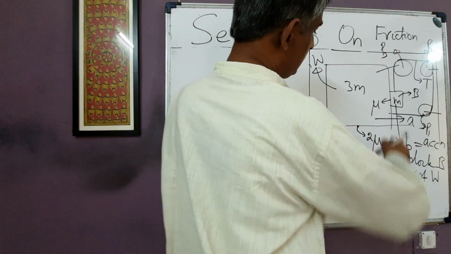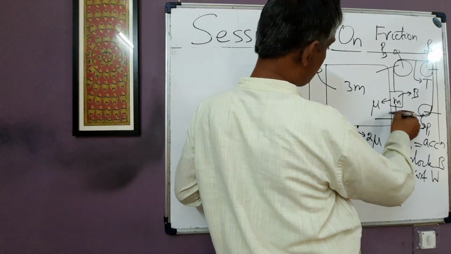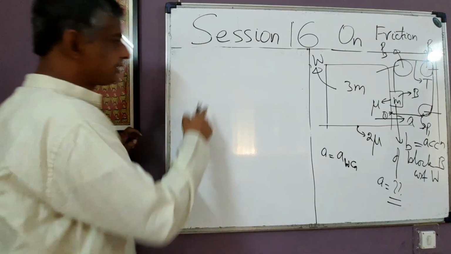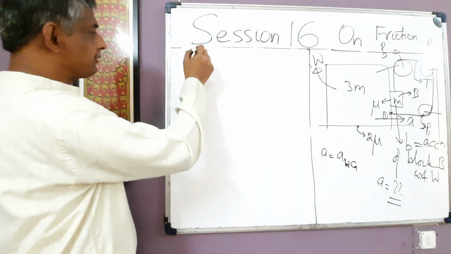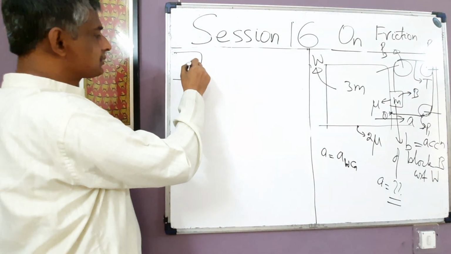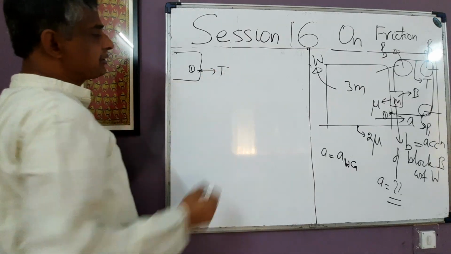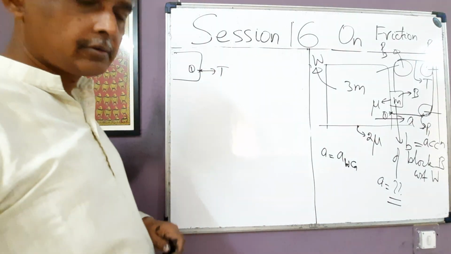First I take this. The string is in contact with the wedge W at this point, let's call it point 1. So I draw the diagram here. I am not drawing the complete wedge, just a part of it. At this point 1 of the wedge, T acts in the rightward direction. Okay, fine.